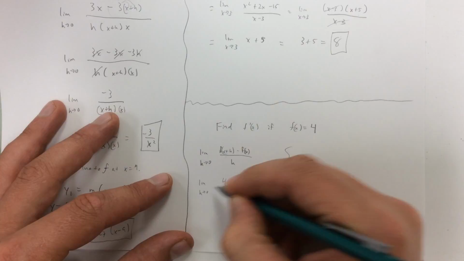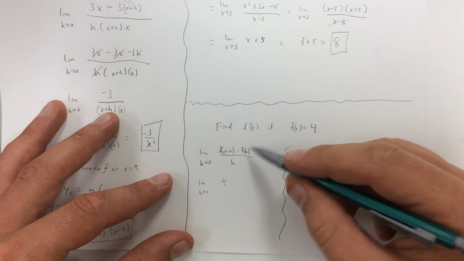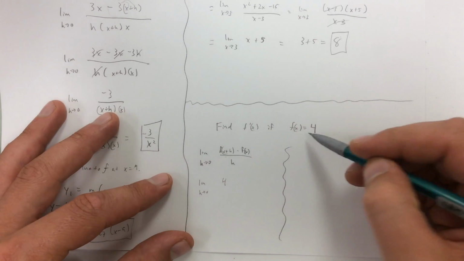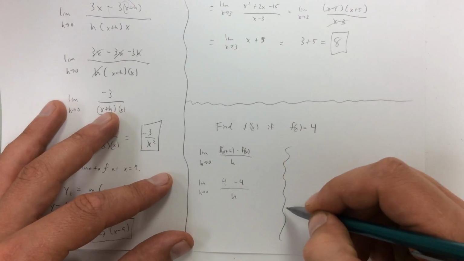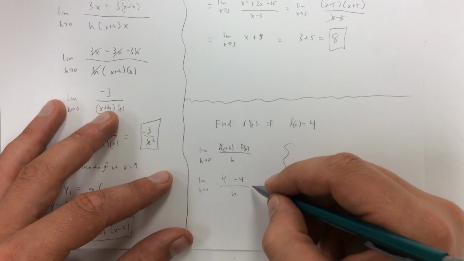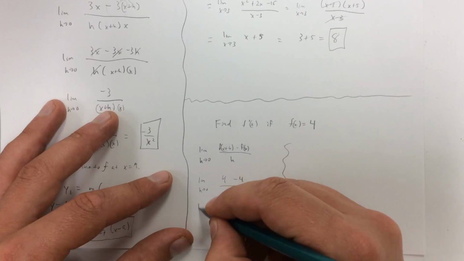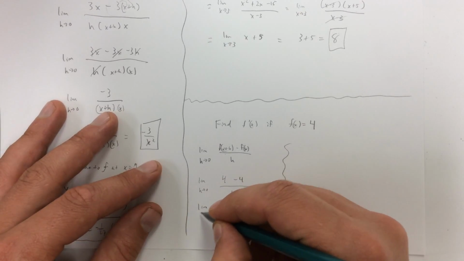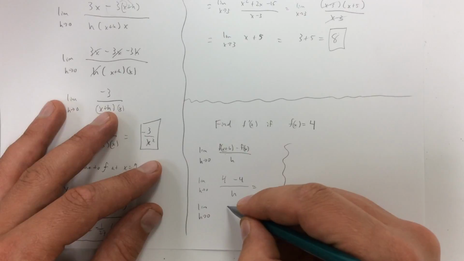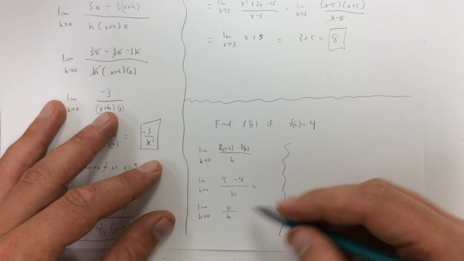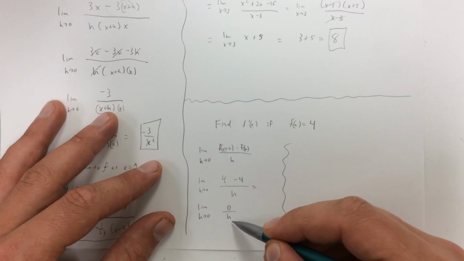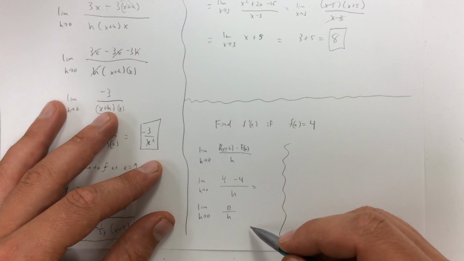Limit as h approaches 0. Subtract the original function. Well, that's also 4. And that's going to give me the limit as h approaches 0 of 0 divided by h. Now you may say, Mr. Kuhne, you can't do that because you're going to get 0 over 0.